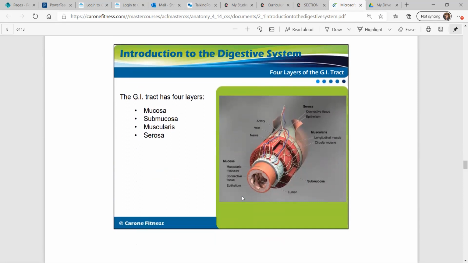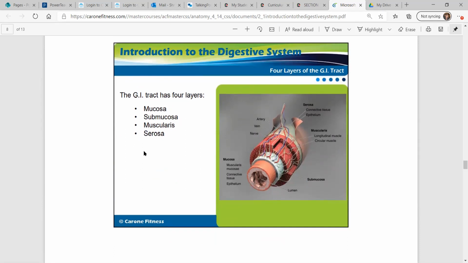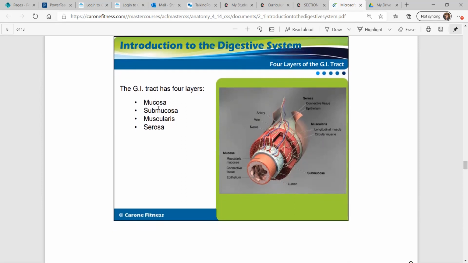So the GI tract actually has 4 layers: the mucosa, submucosa, muscularis, and the serosa. Mucosa, submucosa, muscularis, serosa.